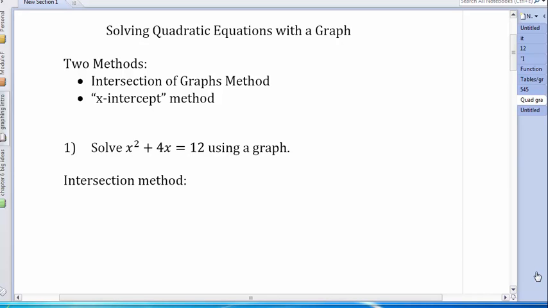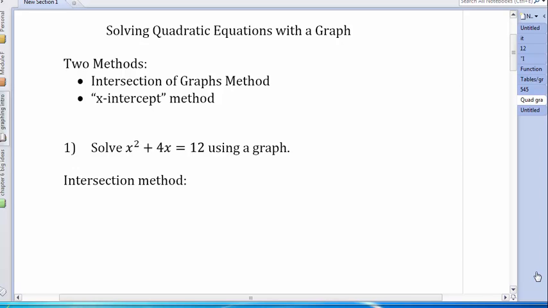In this video, I'm going to show you how to solve quadratic equations with a graph. There are two methods that we can use to do this. One is with an intersection of graphs, and the other is with an x-intercept method. And I will be using the graphing calculator for both of these methods.